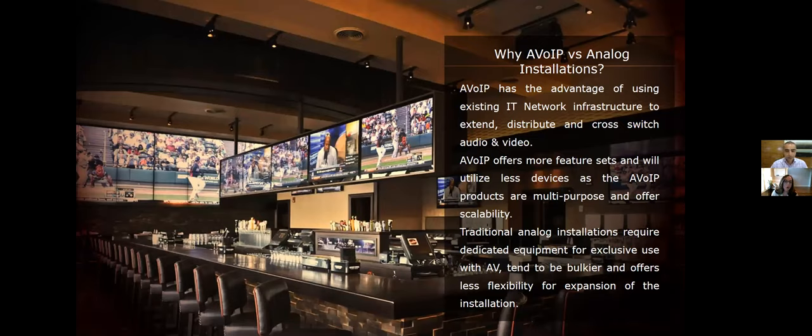Awesome. So what we want to start with first is why we're looking at AV over IP versus the traditional analog installation. There's several different reasons why we are obviously moving to AV over IP. We have the advantage of using the existing IT network infrastructure. It offers more feature sets. We utilize less devices. And most of the AV over IP products are multi-purpose and offer some scalability.